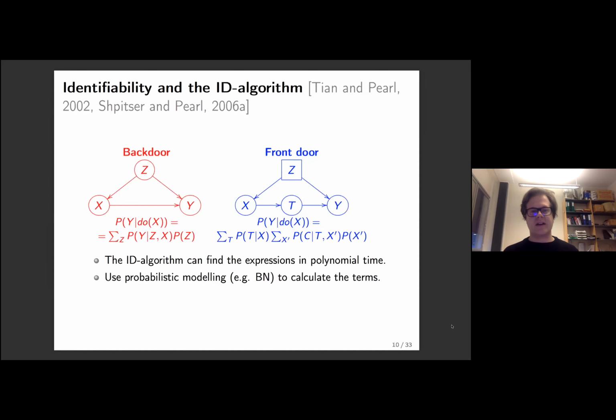It might be quite complicated to use the rules of do calculus, but gladly there's an algorithm, a polynomial ID algorithm that finds these expressions. It starts from the factorization implied by the graph and finds these expressions in polynomial time. And when you have found this expression, if your causal effect is identifiable, the idea is that you can then use statistical and probabilistic modeling to calculate these terms accurately. For example, if you have discrete variables, you would want to learn a discrete Bayesian network and use that to calculate the quantities in the formula accurately.